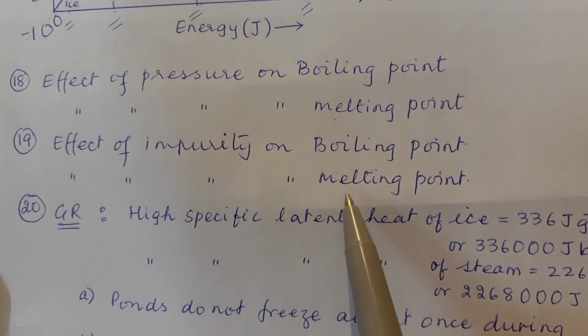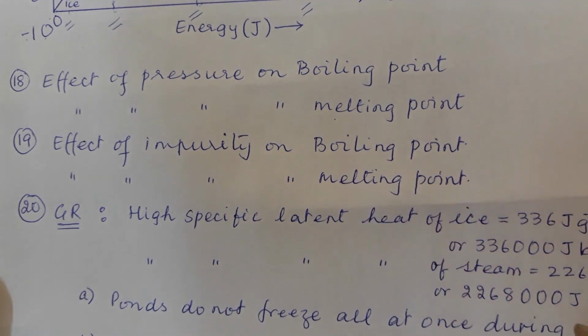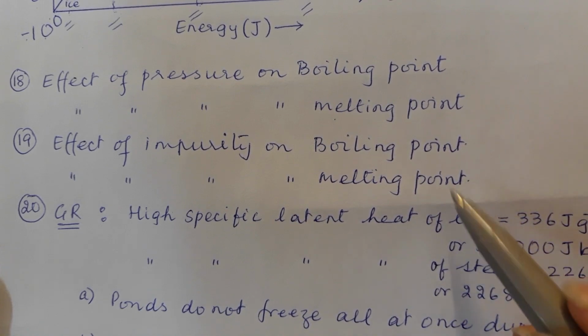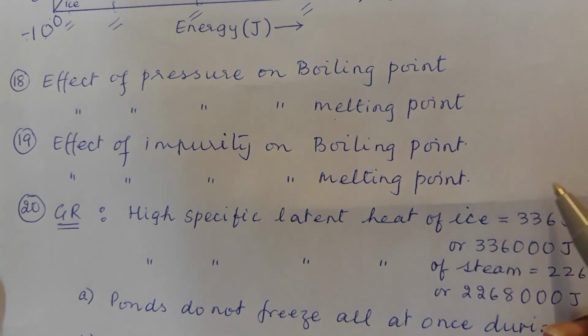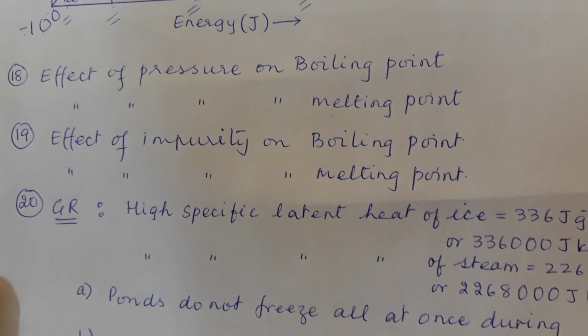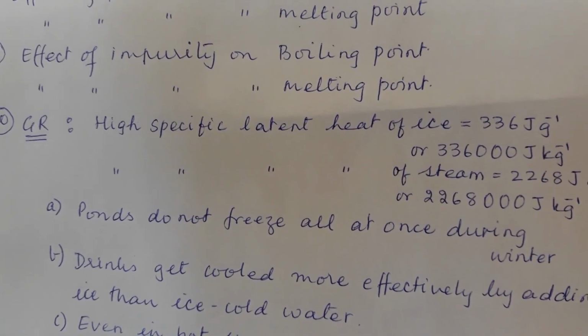The effect of impurity on melting point is where salt is added to the ice, and the melting point of it is lowered, and that is used in making a freezing mixture. Remember the formation of kulfi? Okay, so all those give reasons will be given over there. Now we come to number 20.